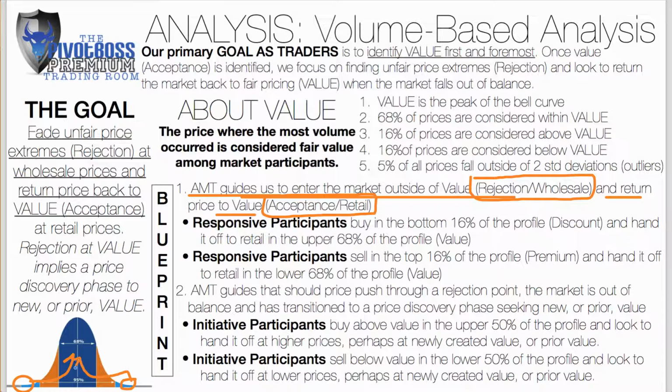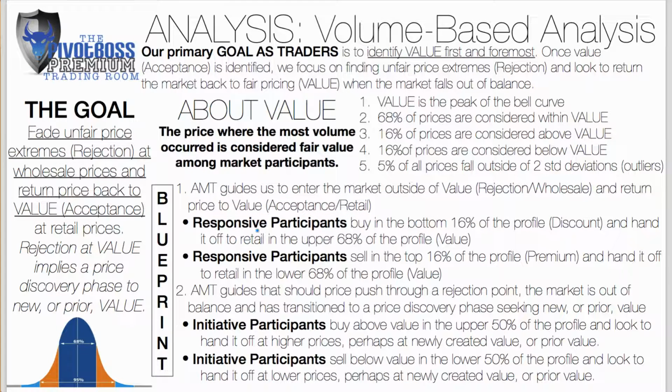Out here and return it to value. That's all that says, responsive participants. So a responsive buyer will buy in the bottom 16% of the profile at a discount and hand it off to retail in the upper 68% of the profile. If you're a seller, then you would sell in the top 16% of the profile at a premium and hand it off to the retail trader in the lower 68% of the profile.